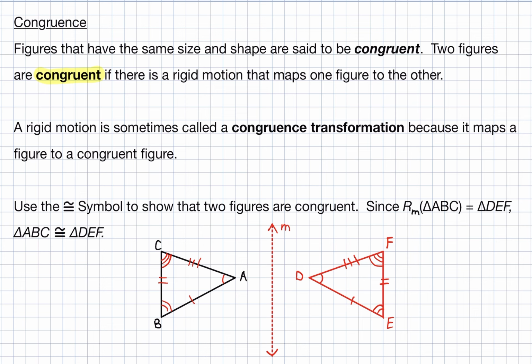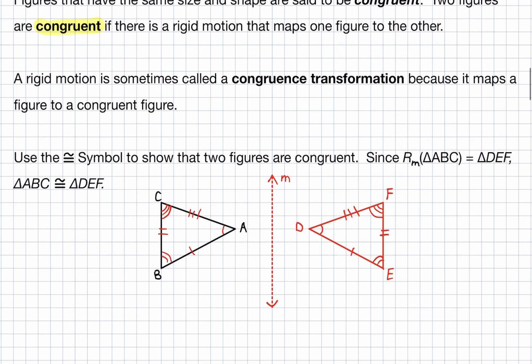Okay, now a rigid motion is sometimes called a congruence transformation because it maps a figure to a congruent figure. So a figure will go from one position to another. Now we also use the following symbol. So we've got this equal sign with this squiggly line. And when we use that, we're using it to show that two figures are congruent.